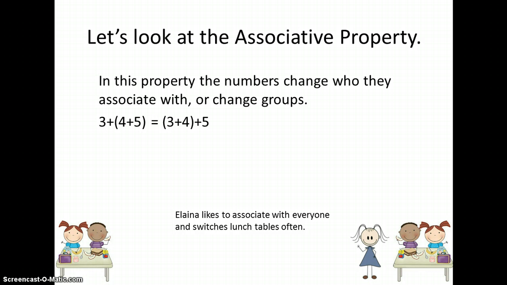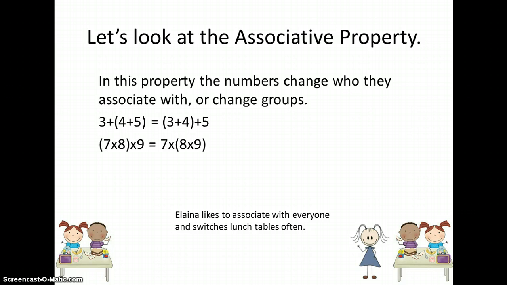When I rearrange the groupings, on the right-hand side of this equation, I would have to do 3 plus 4 first to get 7, and then add 5 to get 12. Notice in both sides of this equation, I get 12 as my sum. The associative property also works with multiplication.